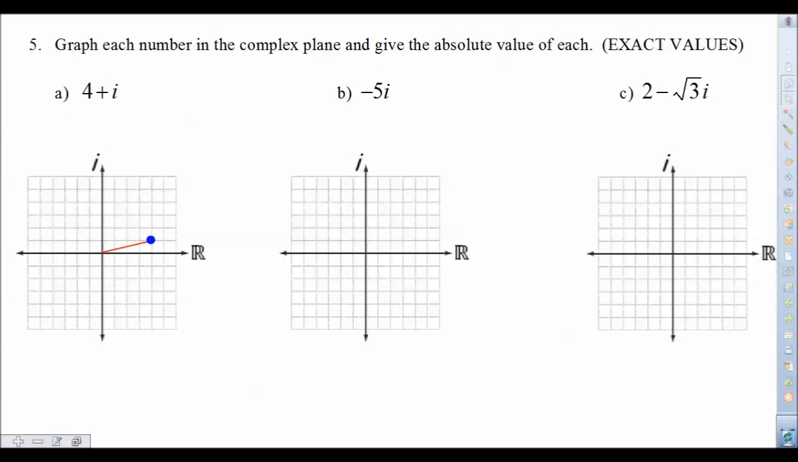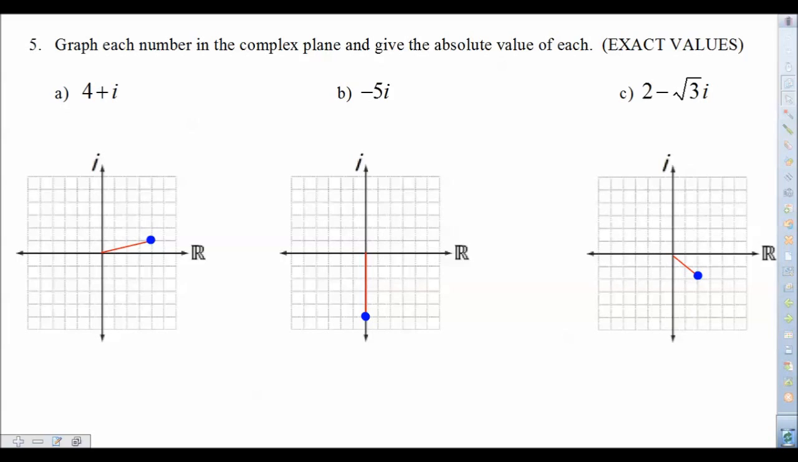Just like that. Now look at the next one, negative 5i. Where does that point get plotted? Well, to get to negative 5i, we just have to go 5 units down. Cool. Next one, 2 minus square root 3 i. Just approximate the square root of 3. It's about 1.7. Let's plot that point. There we go. So now we have all those points on there.